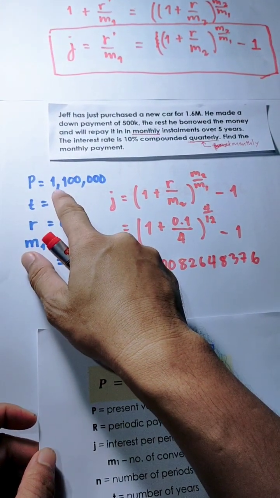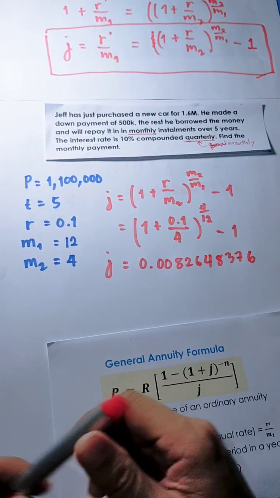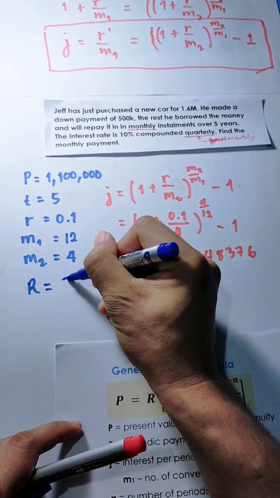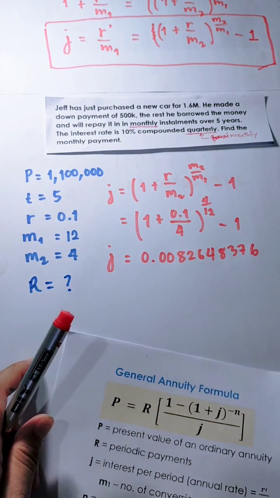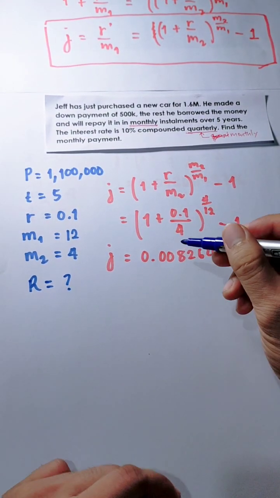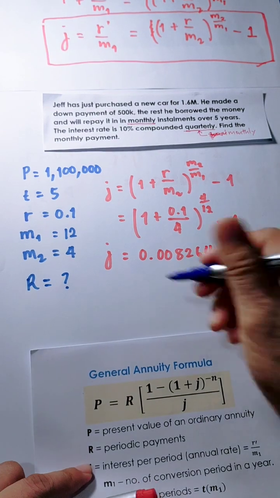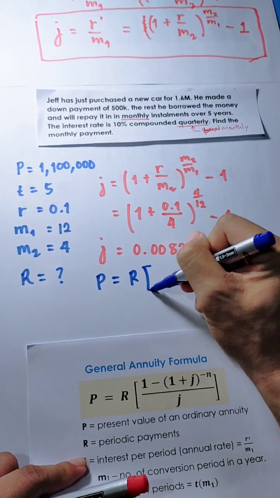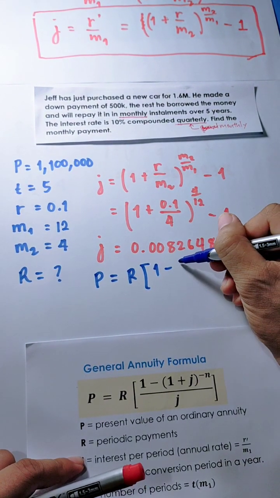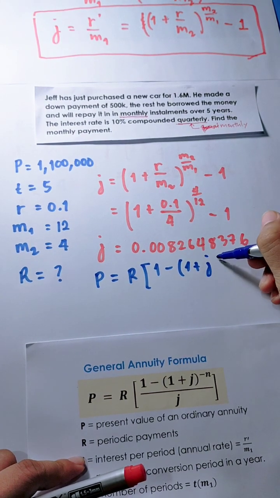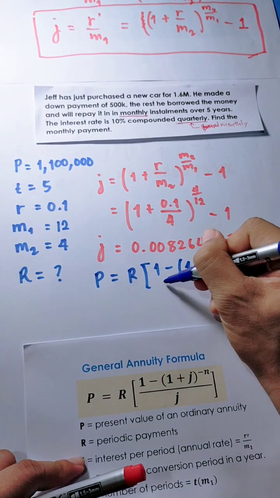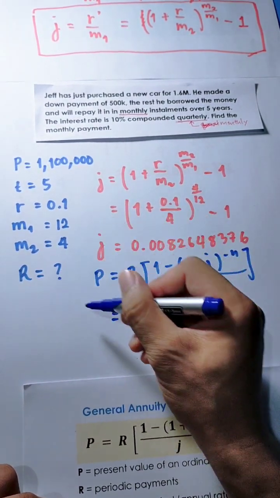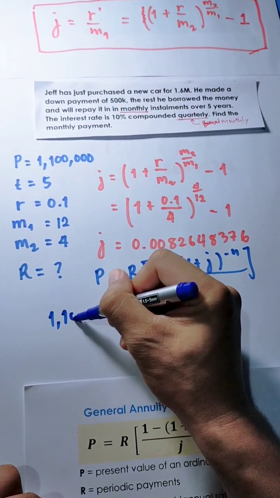And let's go to, okay, what is this problem? This is the present. The 1,100,000 is the present. And what we're looking for here is the regular payment, the R. Okay, find the monthly payment. Using the formula here, that's P equals R times 1 minus 1 plus J, again, over J. Let's plug in the values now. Our present value is 1,100,000.